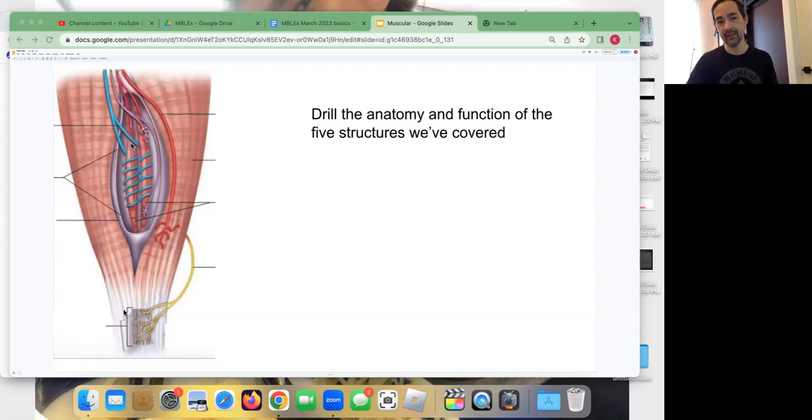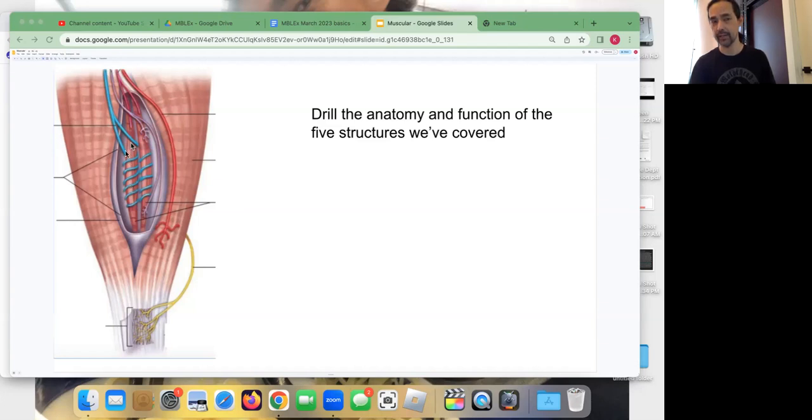The tendon down here, that's the Golgi tendon. We have yet to really cover that in depth. And then there are neurons which wrap around the intrafusal fibers, and those are sensory.